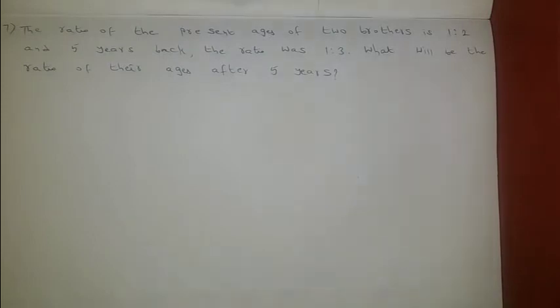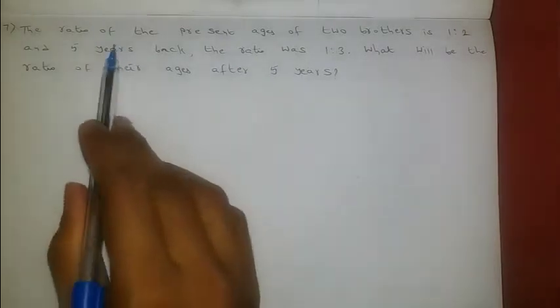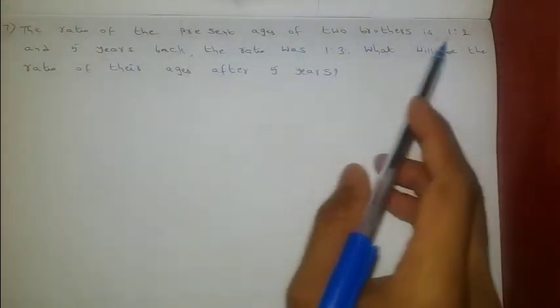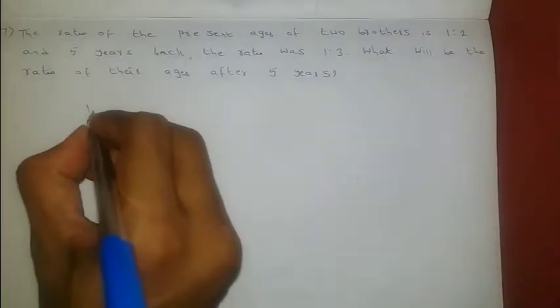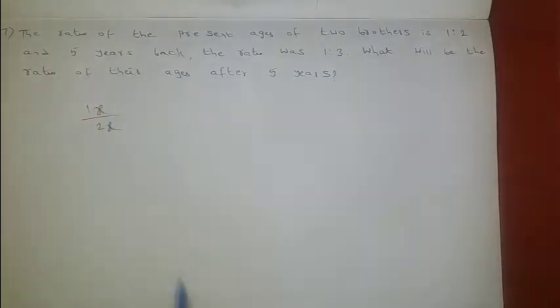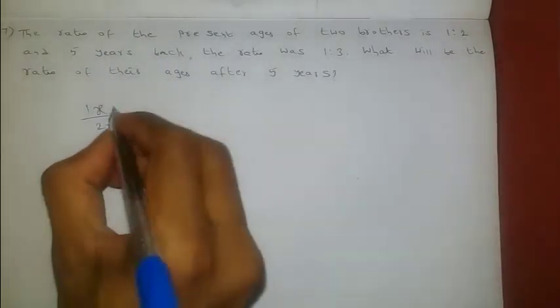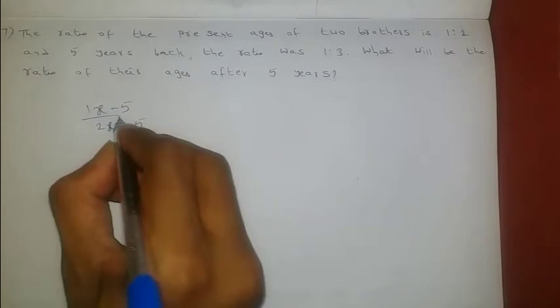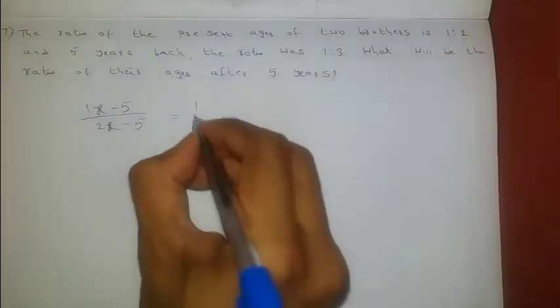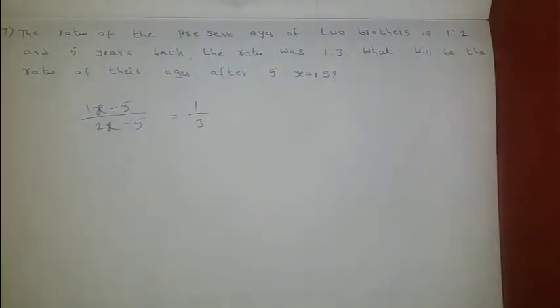Okay, let's move to the next question. The ratio of the present ages of two brothers is 1 is to 2, and 5 years back, the ratio was 1 is to 3. The ratio of present ages of brothers is 1 is to 2, nothing but 1x by 2x. 5 years back, minus 5, minus 5, that ratio is 1 is to 3, nothing but 1 by 3.